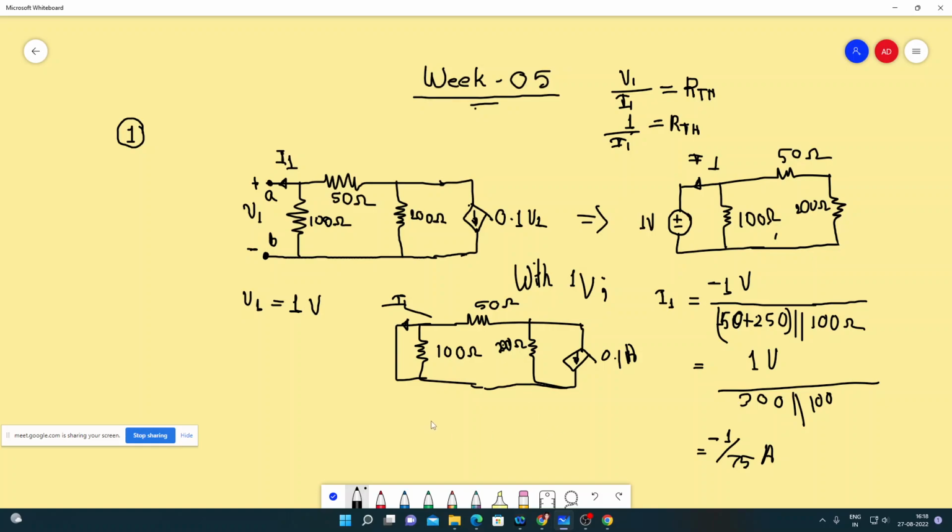So we will apply the current divider rule. So 0.1 into 200 divided by 200 plus 50 is equal to minus I1. So I1 will be 4 by 5 into 0.1 ampere, that is 0.08 ampere, with a negative sign, of course.